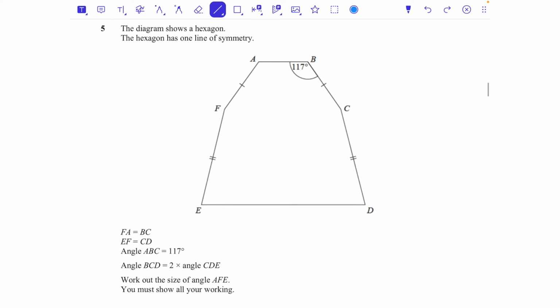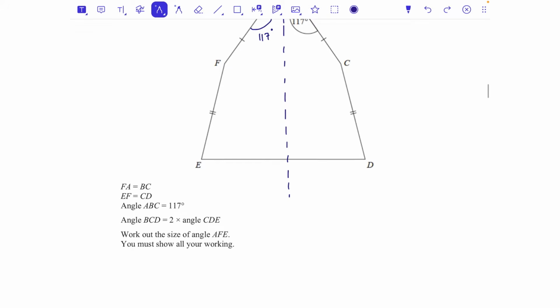Question number 5. The diagram shows a hexagon. The hexagon has one line of symmetry. So we can see that there is a line of symmetry like that, which means it's symmetrical, means that both sides are the same. So I know that that angle is 117, for example. These 2 sides are the same, and these 2 sides are the same.